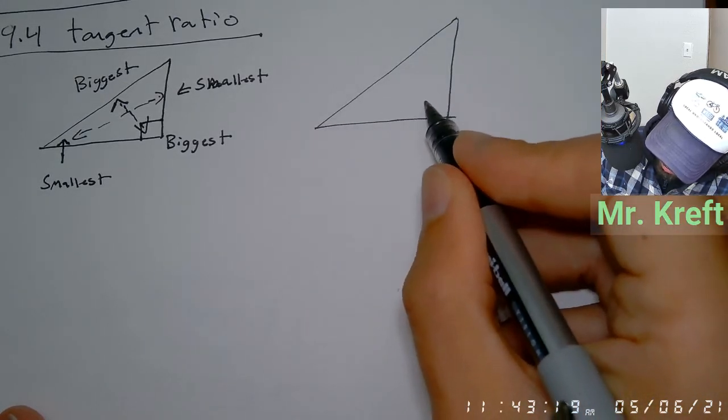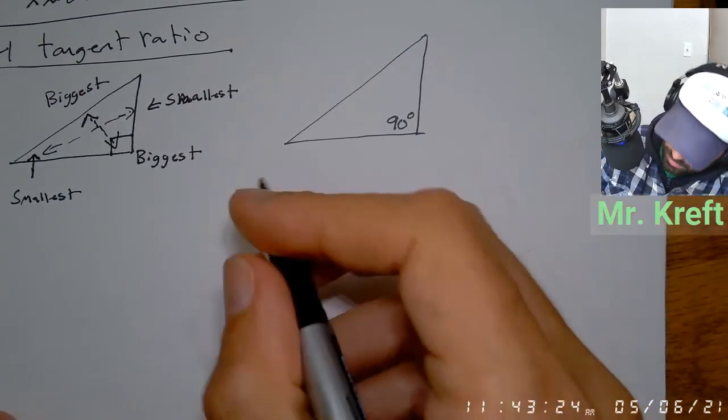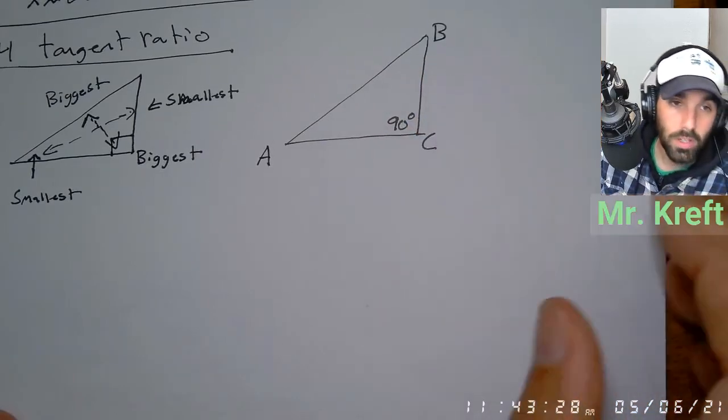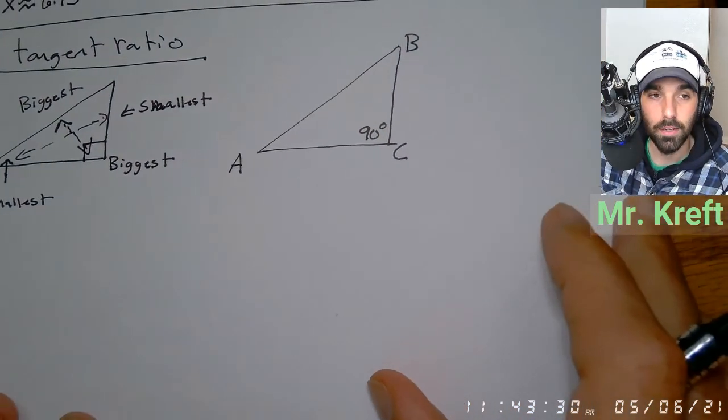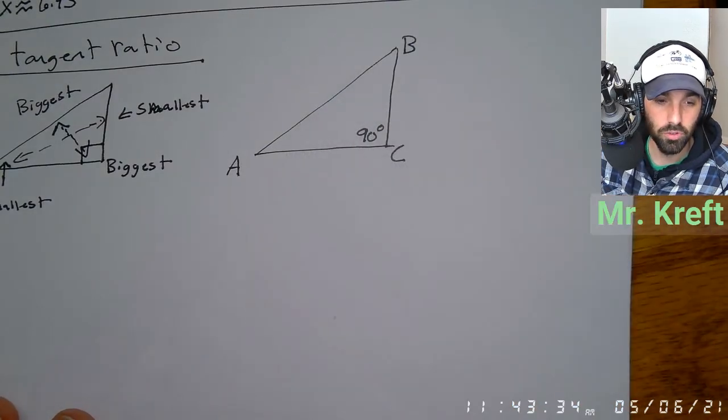So this is 90 degrees, right? Let's go A, B, and C. What do the angles in a triangle add up to? What number? What do the angles in a triangle add up to?